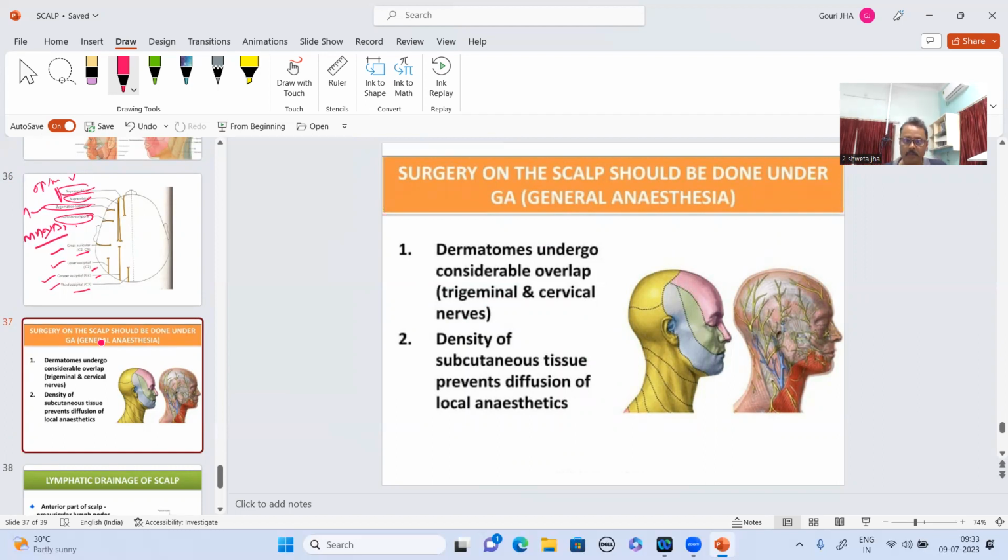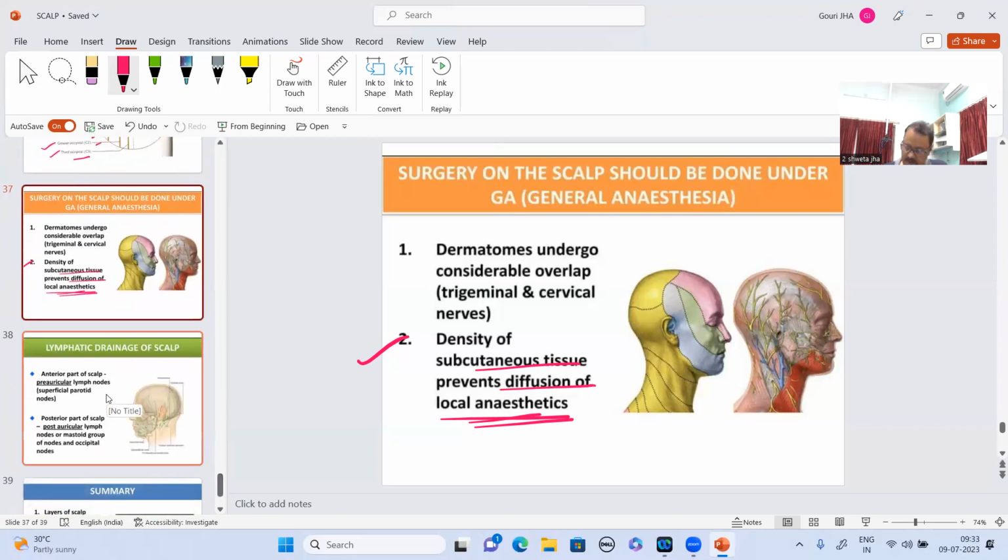So it is very difficult for the surgeons also. The density of the subcutaneous tissue prevents the diffusion of local anesthesia, since it is quite dense, as we have already read. So diffusion of the local anesthesia will be difficult. So it is always preferred to do surgery in the scalp region under general anesthesia.